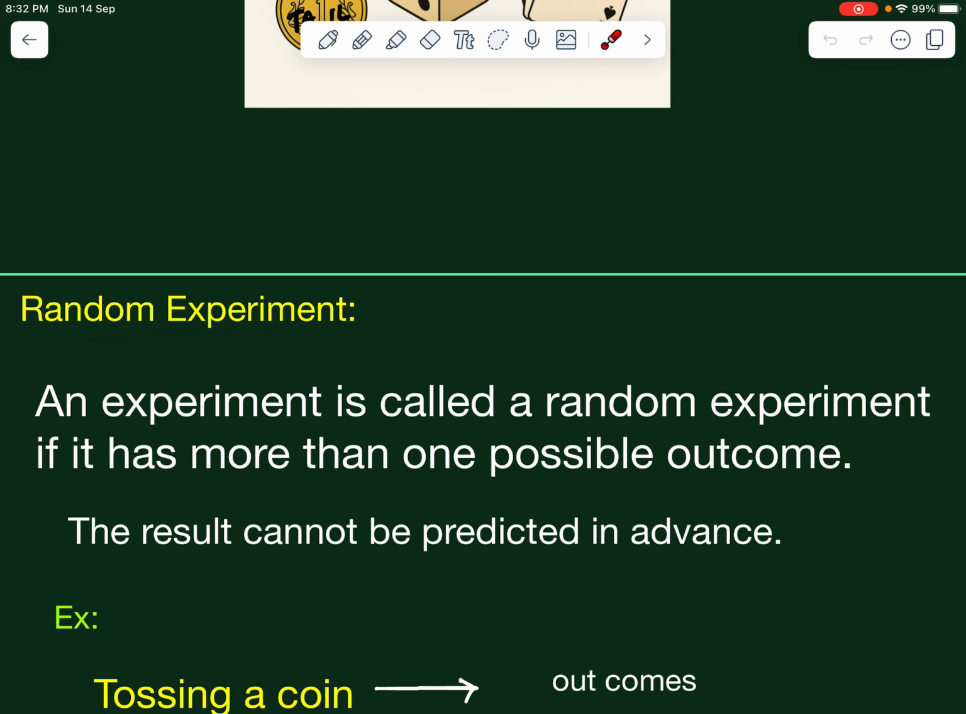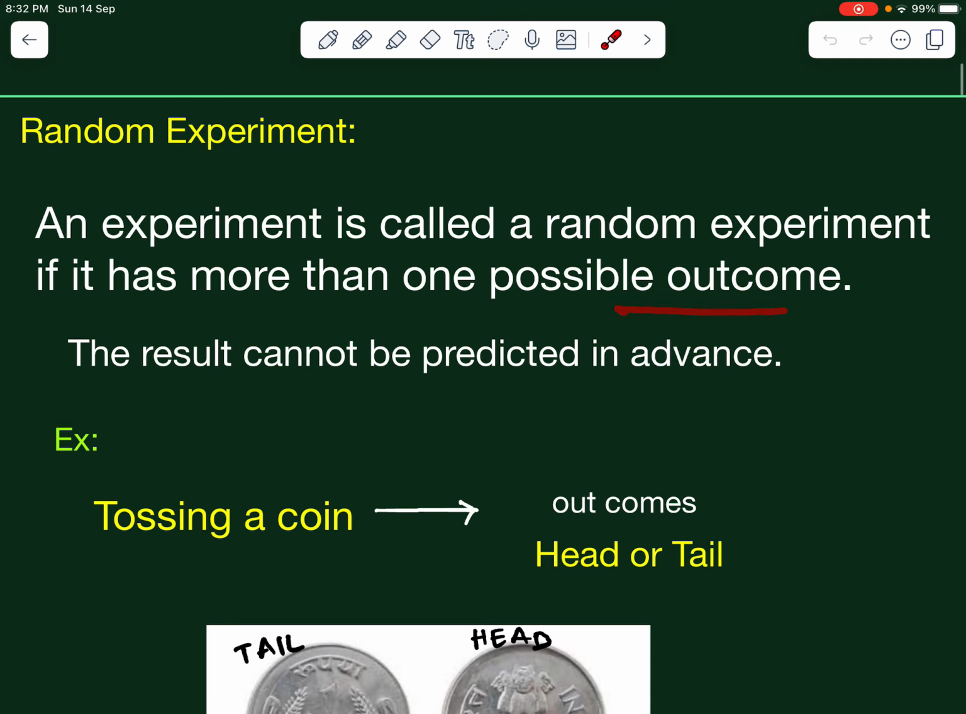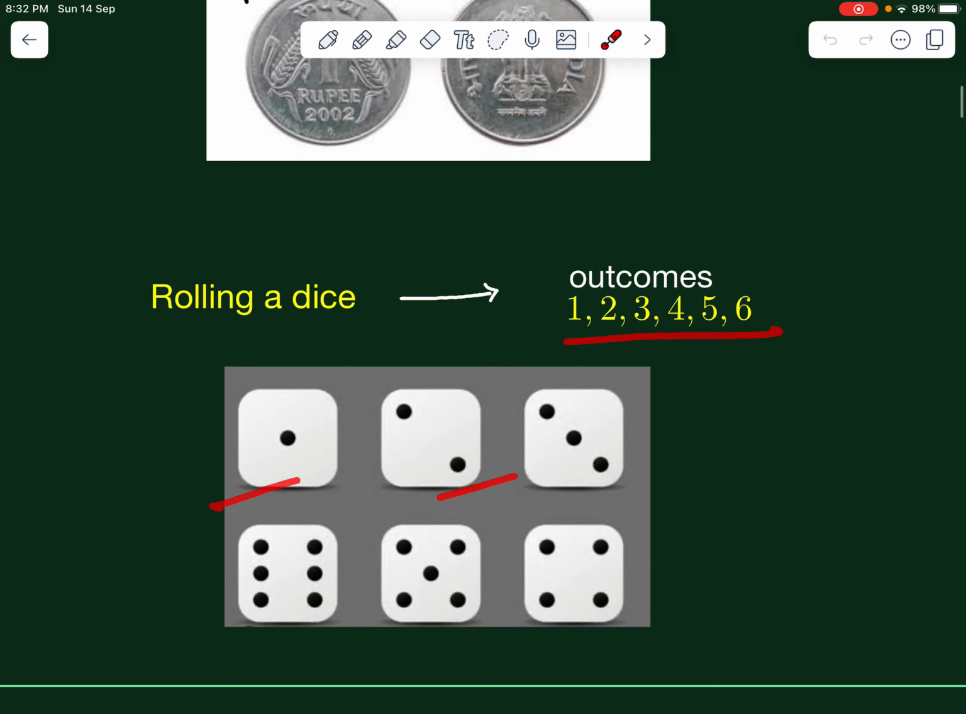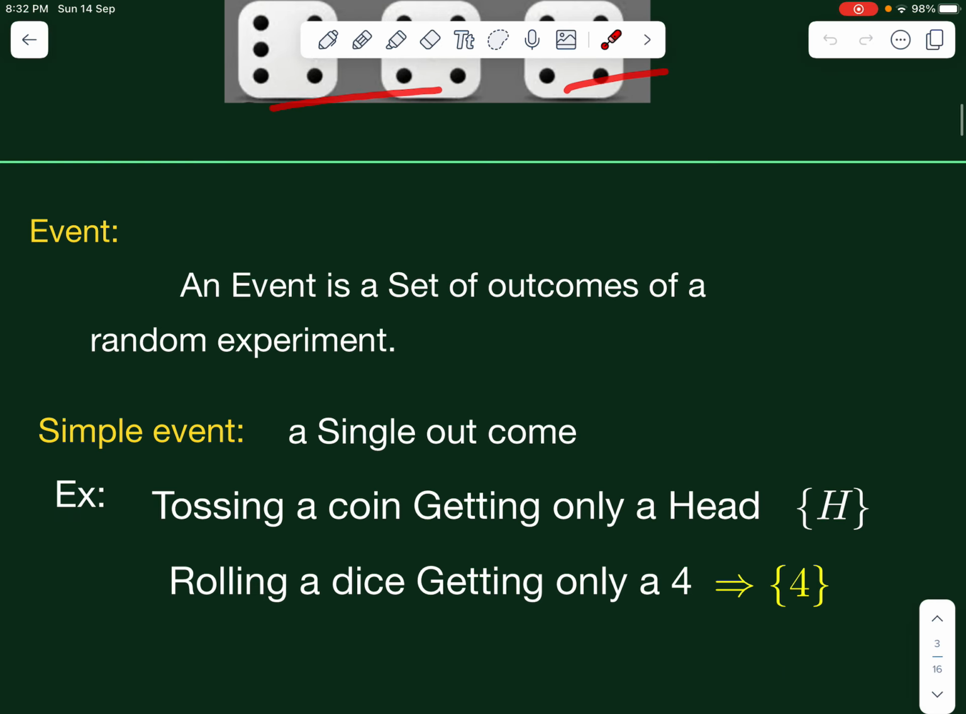Random experiment. An experiment is called a random experiment if it has more than one possible outcome. Suppose you are tossing a coin, the outcomes are head or tail. Suppose you are rolling a dice, the outcomes are 1, 2, 3, 4, 5, 6.